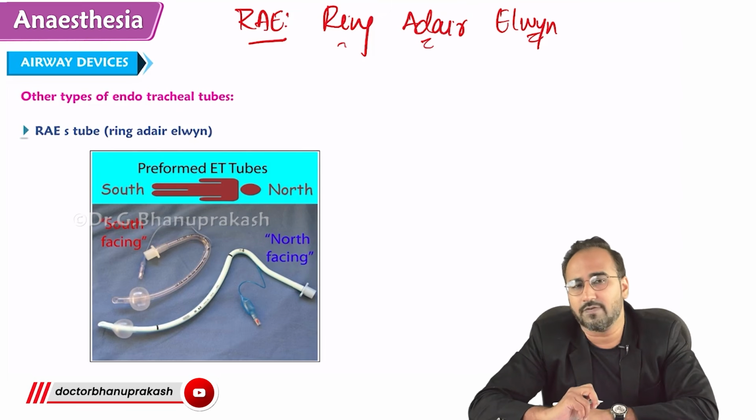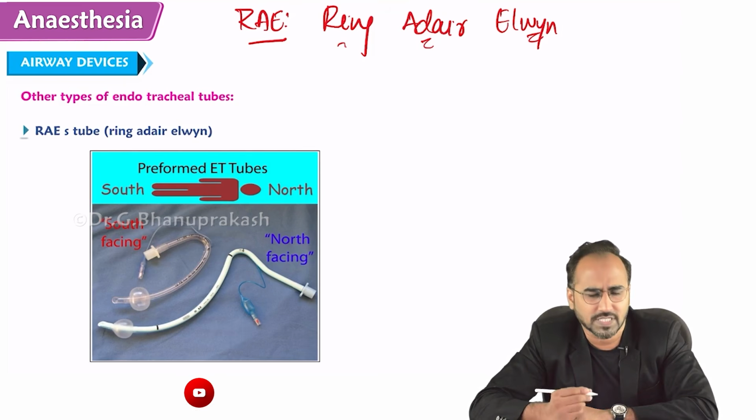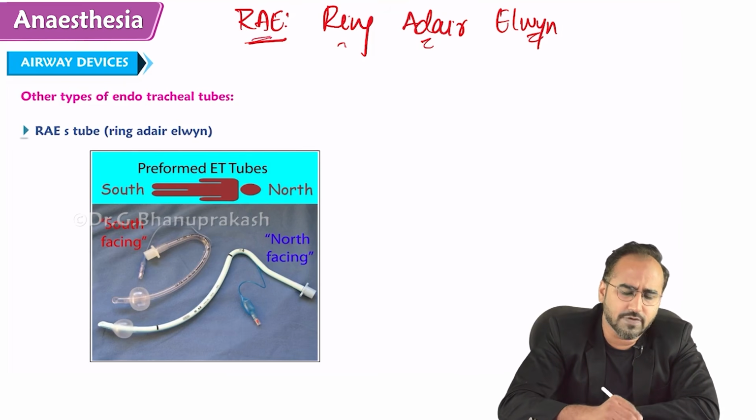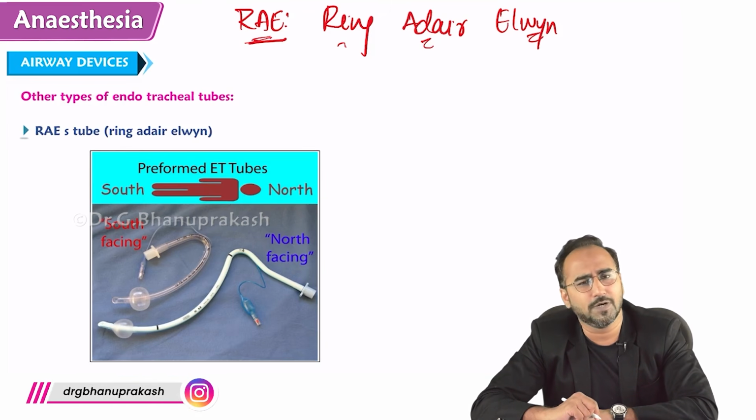There are two kinds of RAE tube, okay? One is the south facing, one is the north facing. First of all, guys, what is the importance of the RAE tube? For what surgery will you require to put an RAE tube?